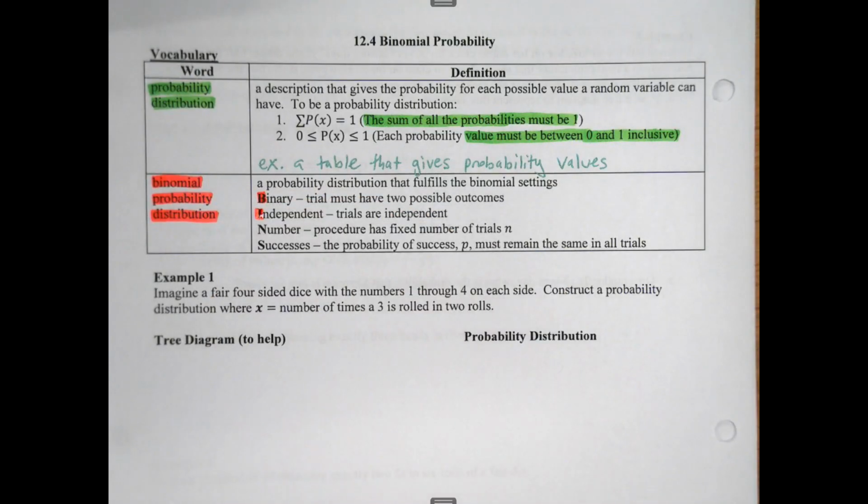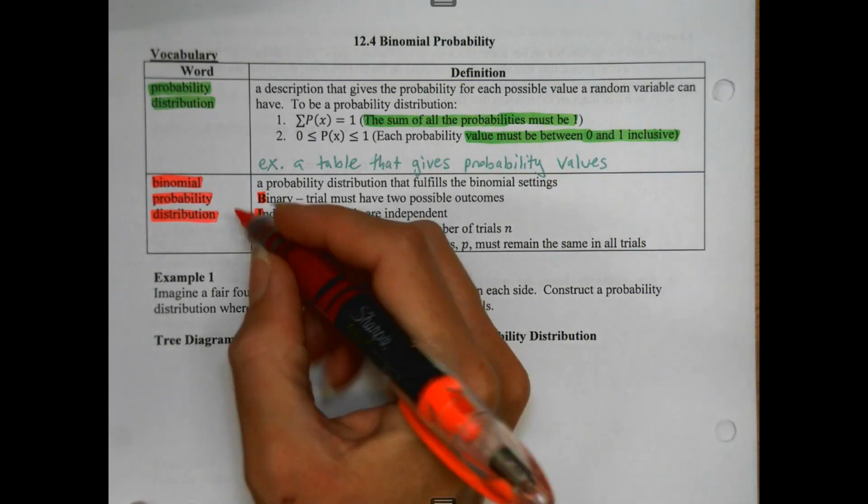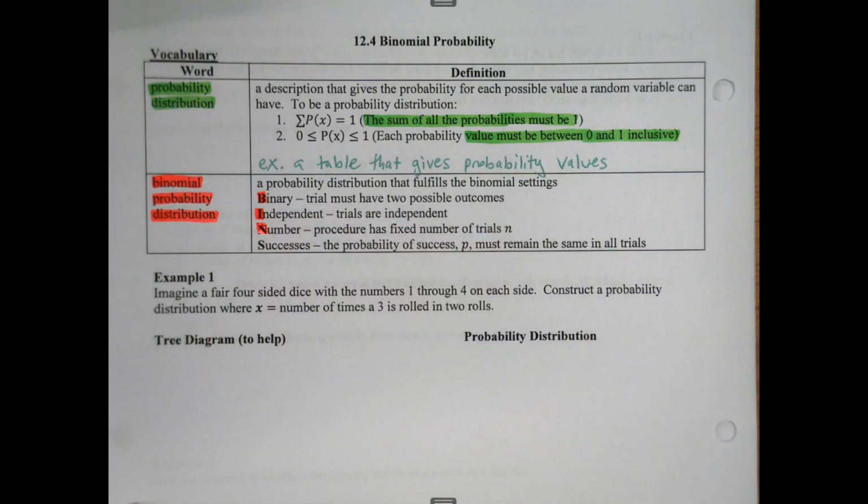The trials need to be independent. So therefore, if you're talking about a deck of cards, we have to be dealing with replacement. We cannot be taking a card out. The outcome of a further item happening, such as when you draw cards, cannot be dependent on something that has already taken place.